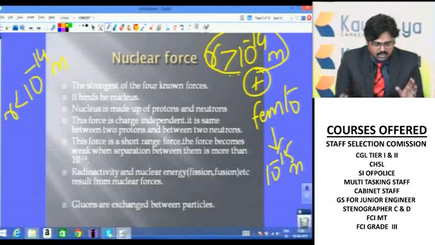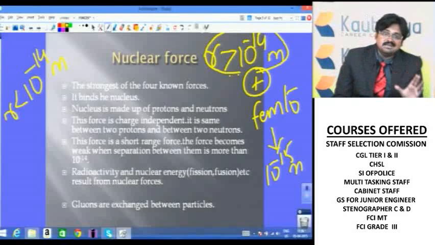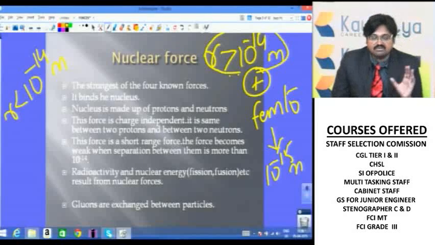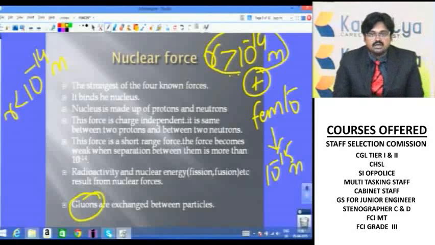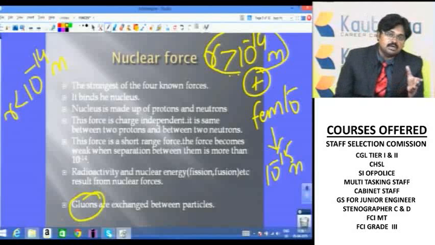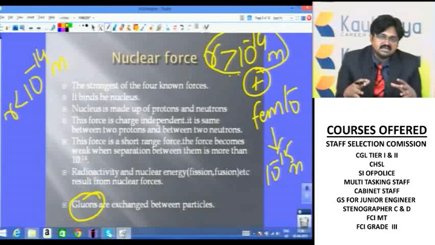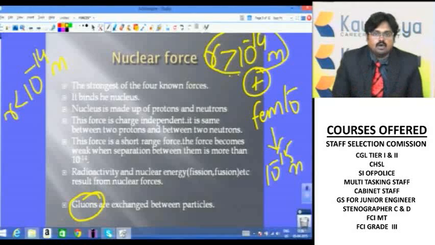There is no difference between the forces existing between a proton and a proton, or a neutron and a proton. Now what are the particles that are exchanged in the case of nuclear forces? They are known as gluons. Gluons come from the word glue. Glue means something that sticks to things. So gluons are the exchange particles. What is the exchange particle in the case of gravitation? It was the graviton. For the electromagnetic force? It was the photon. And for the nuclear force, it is the gluon.